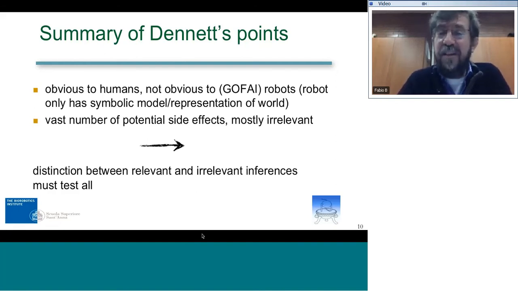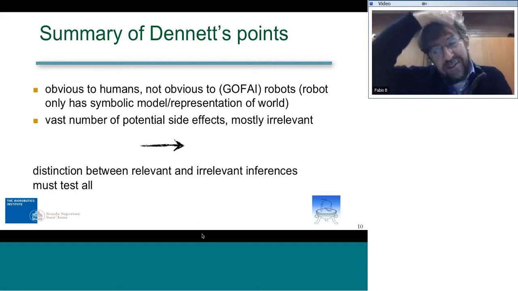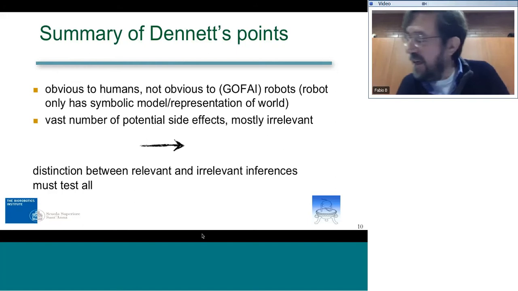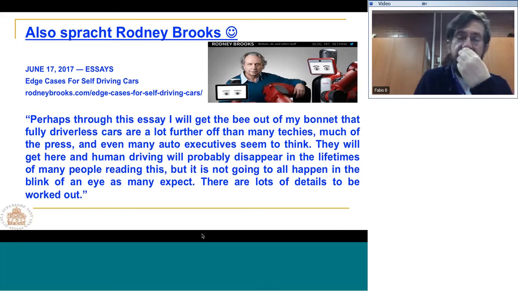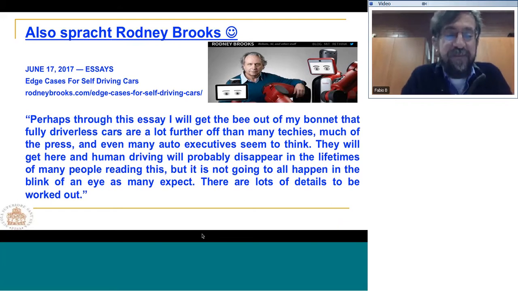So, okay, let's continue. We should never joke about bombs. So this is the point: the number of side effects that are mostly not relevant. If you have a full reasoning approach, you have to test everything, and it ends up in a very, very difficult problem. That's why I don't say that with a symbolic approach it won't be possible.